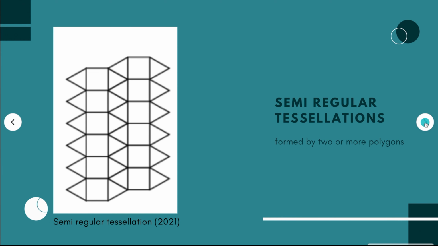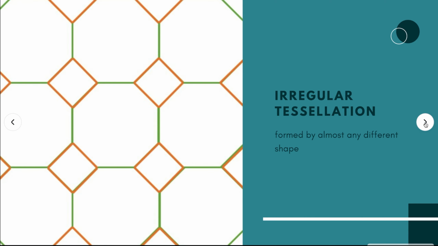So now on to our next one. What is a semi-regular tessellation? A semi-regular tessellation is a type of tessellation that is formed by 2 or more regular polygons. So basically, instead of having one triangle as a design, you have a triangle and a square, as seen in the example. So lastly, we have an irregular tessellation.